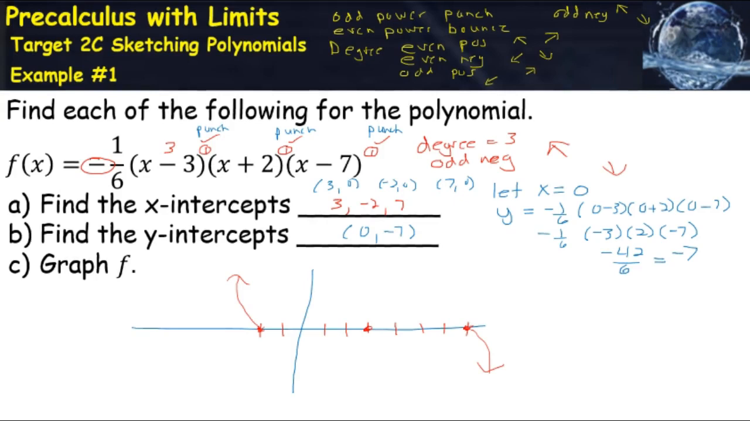Okay, now -2, so here's -2 right there, and that's a punch. So I'm going to come down and punch through it. I'm going to go all the way down through my y-intercept, which is -7. Then I go back up and touch my next intercept, which is 3. 3 is a punch, so I'm going to punch up, but what goes up has to come back down. It's going to come down like that and go through there, and we're done. So this is the graph of this polynomial.